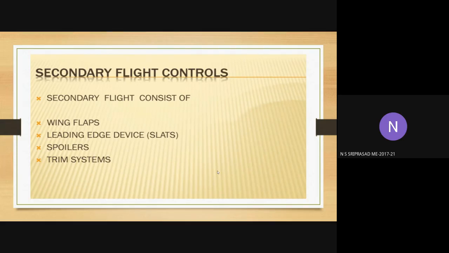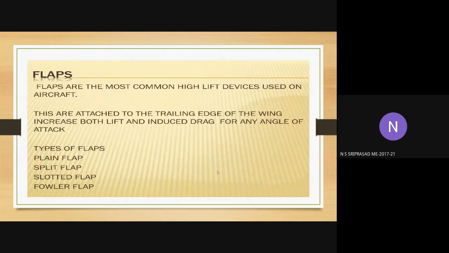Now for secondary control systems, you have wing flaps, leading edge devices that are called slats, spoilers, and trimming systems. So your first thing is going to be flaps. Now wing flaps. From the name itself, you should understand that this is going to be on the wings. And in the wings also, it will be placed on the trailing edge of the wing.